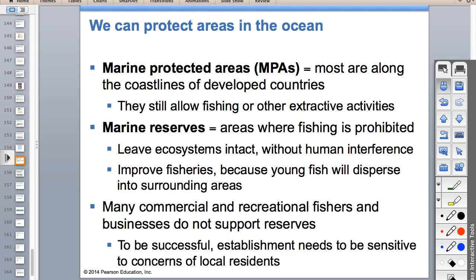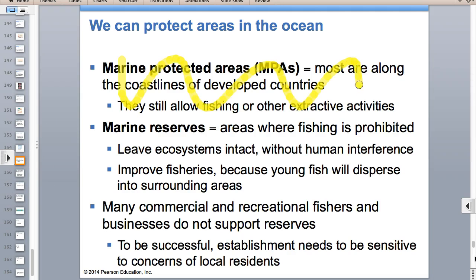I like them. Marine protected areas and marine reserves. Y'all know what the words reserve and preserve mean now. These are areas where fishing is limited or there's no fishing. You probably want to highlight that. I feel like it's on the test. A protected area has fishing, but it's limited. A reserve, anytime you see the word reserve or preserve, you ain't touching it. That's what those words mean.